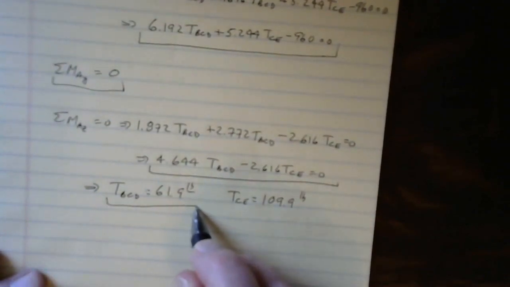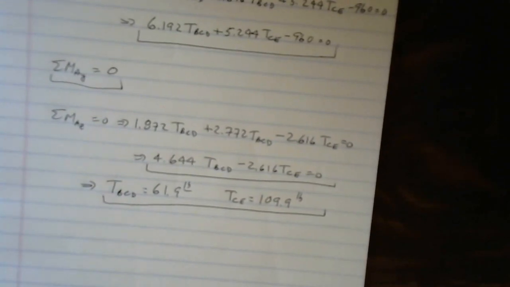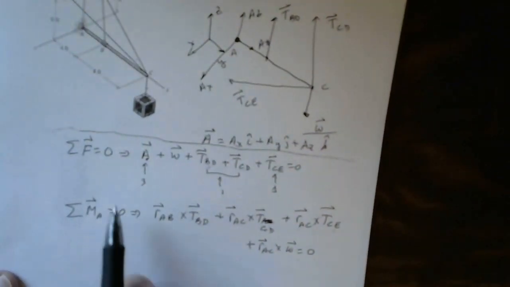These values might be a little bit different from on the answer sheet, they're just rounding. Okay, that's all there is to it. All right, so now what I've got here is the magnitudes of TBD, TCD, which is just TBCD, and the magnitude TCE. Okay, so now I can go back to my force equation.